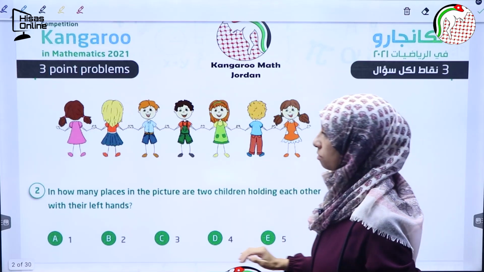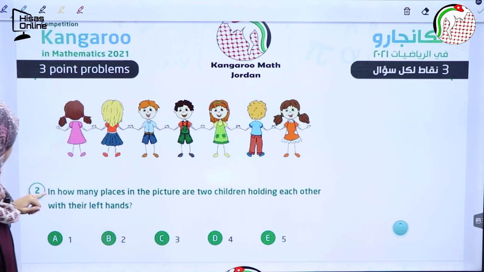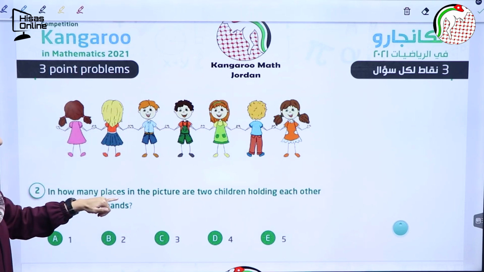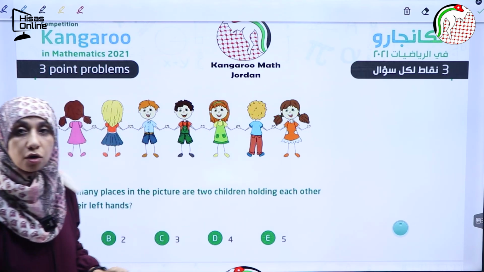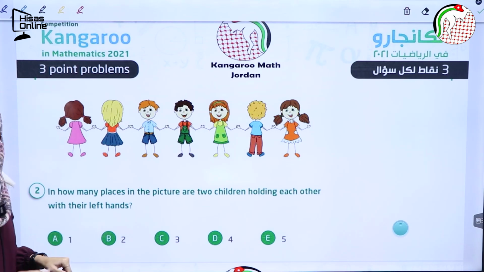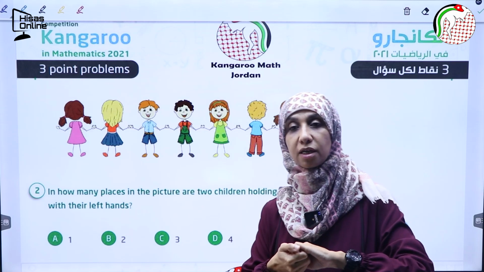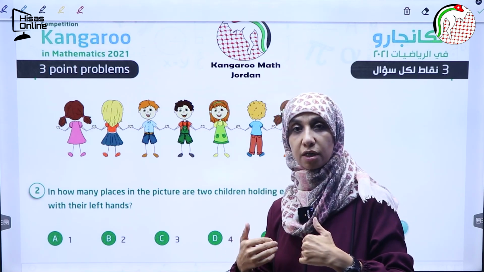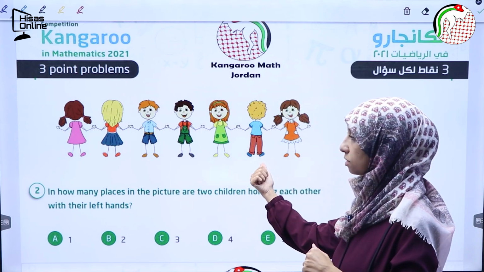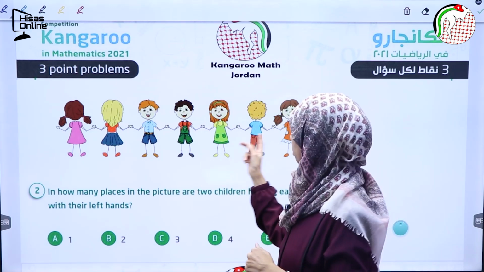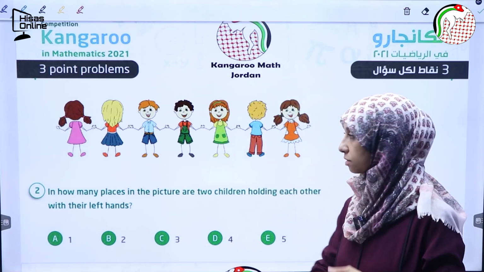Question number 2 here. We have a few kids here. In how many places in the picture are 2 children holding each other with their left hands? What's the meaning of left hands? That means they are shaking hands. We usually shake hands using the right hand with the right hand. Now they want us to find which 2 children here can shake their hands using left hands.